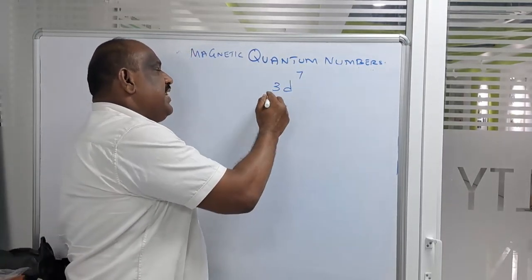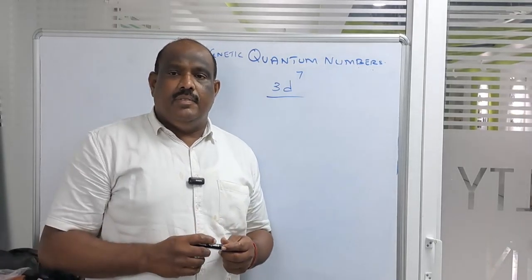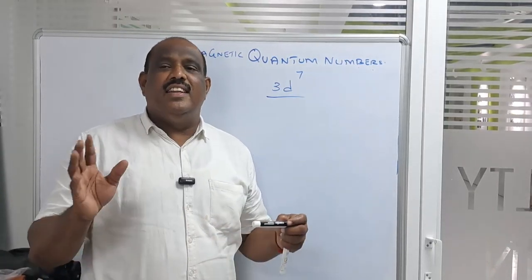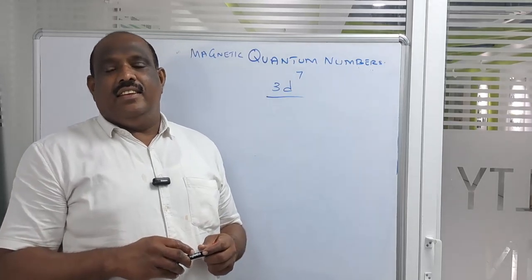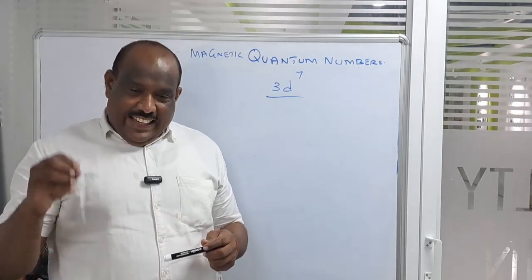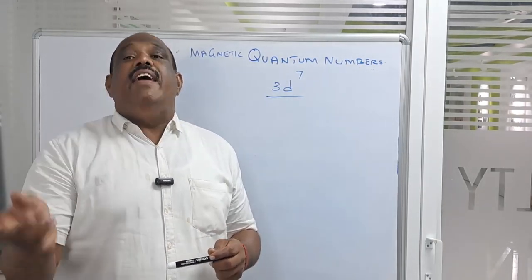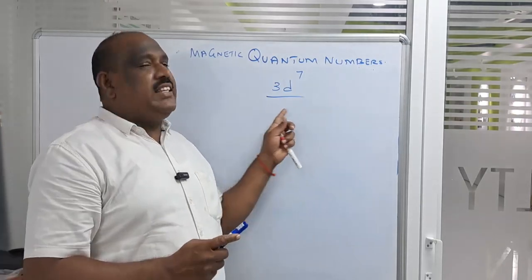So what does 3d7 indicate? Three orbitals? Seven electrons are there? It indicates the location of an electron. It indicates where it is located. That is given by this address.